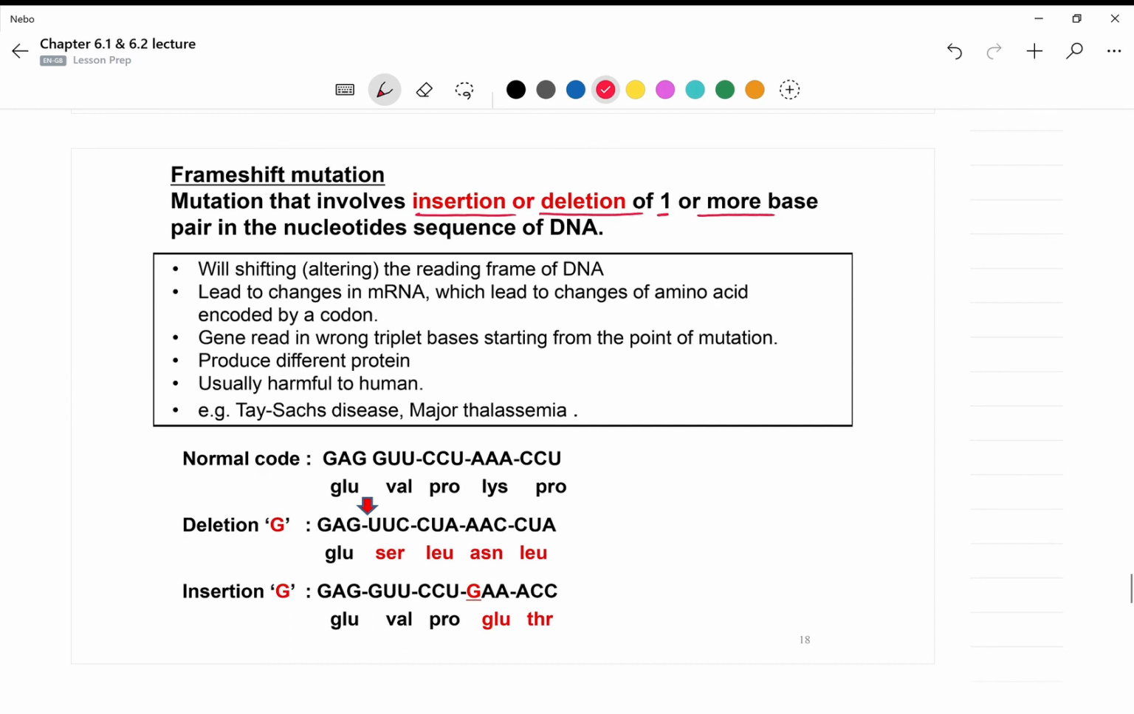In frame shift mutation, however, the mutation is slightly more virulent. Dia lebih aggressive. So this mutation involves insertion or deletion of one or more base pairs in the nucleotide sequence of DNA. So let's have a look at the example here. This is the normal code.